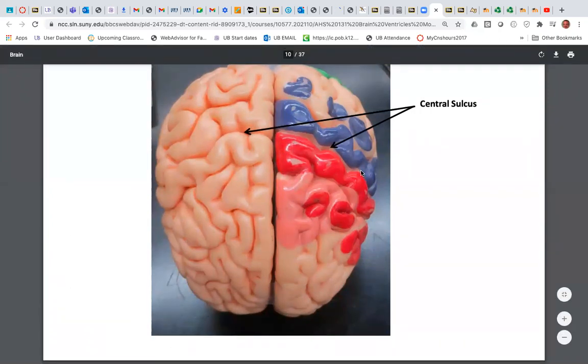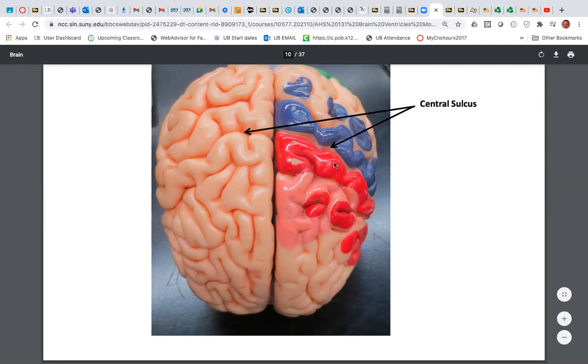Now, you'll notice that there is this red strip here, and then this blue strip here. And in between the red and the blue strip is a central sulcus. It's a very, very important landmark, this central sulcus. This is the frontal lobe. Back here is the occipital lobe. So this is anterior, back here is posterior.